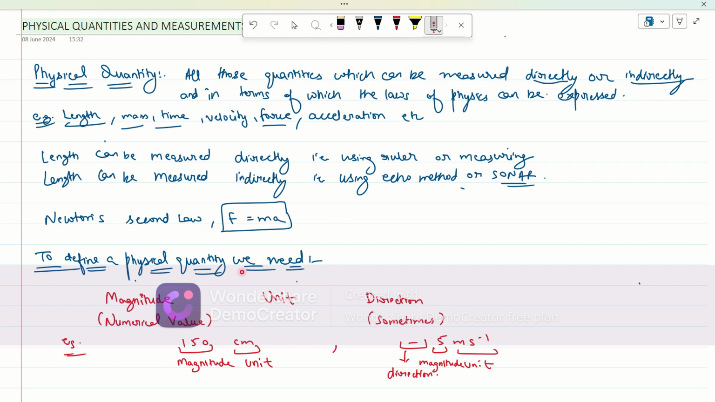For example, if you are measuring your height and your height came 150, if you write 150 only, it will not make any sense. It can be 150 centimeter, it can be 150 meter. So you have to express units along with the numerical value. And sometimes we need to mention direction also. For example, I am writing minus 5 meter per second. This is the velocity of an object. So here meter per second is representing the unit, 5 is representing the numerical value, that is magnitude, and the negative sign is representing direction.